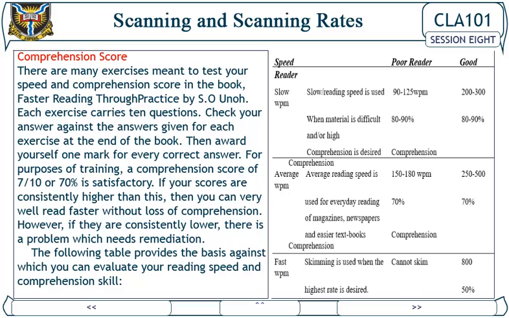If your scores are consistently higher than this, then you can very well read faster without loss of comprehension. However, if they are consistently lower, there is a problem which needs remediation. The following table provides the basis against which you can evaluate your reading speed and comprehension skill.